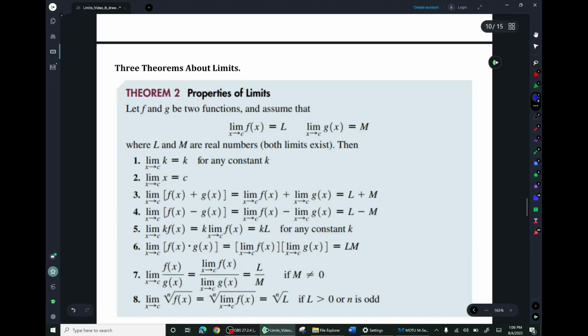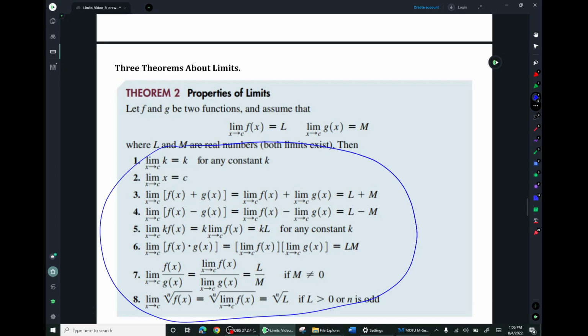It's properties of limits. If f and g are two functions, and if they have these properties, that the limit as x approaches c of f of x equals L, and the limit as x approaches c of g of x equals m, where L and m are both real numbers, that is to say, both of these limits exist. If all that stuff is true, then all of this stuff is true, all of these properties of limits.